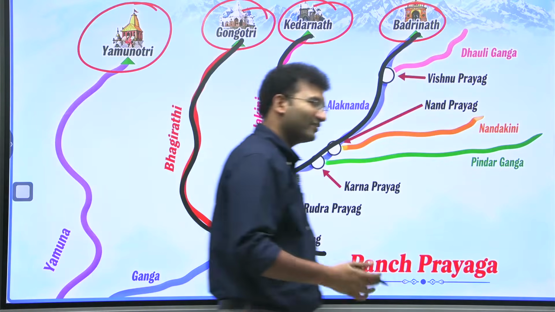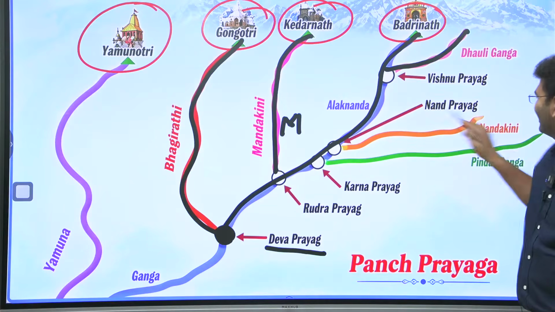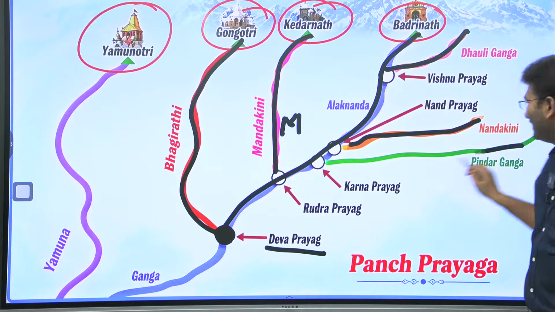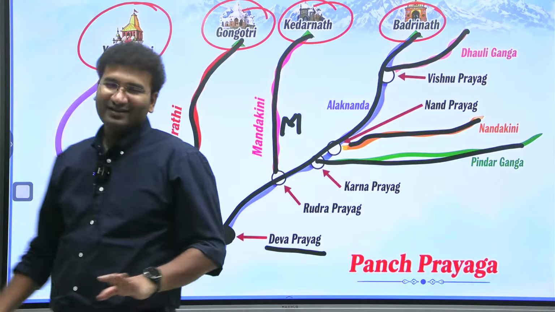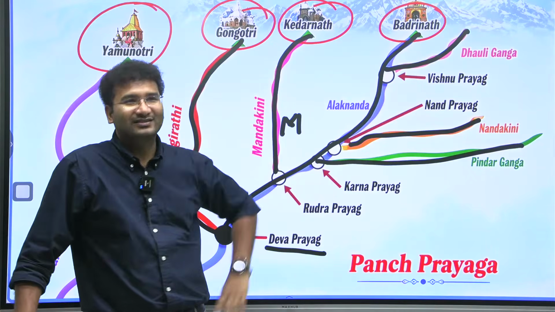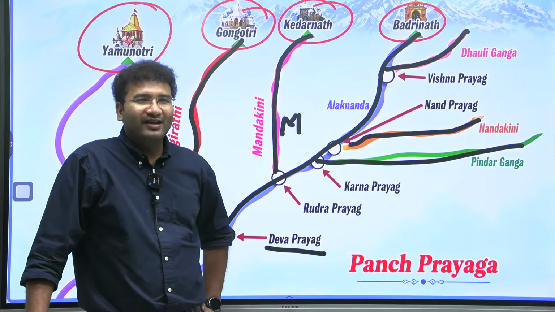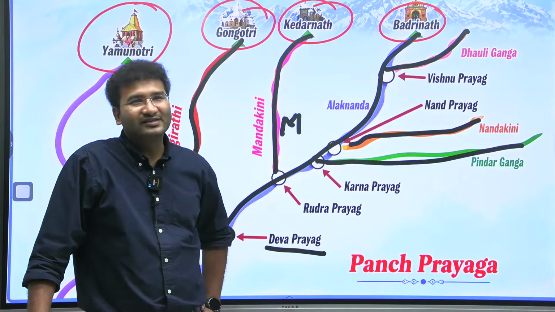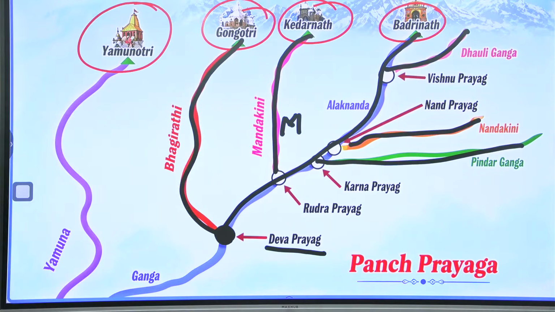Now there are some small rivers which will confuse you. That is, see, Dauli Ganga, Nandakini, Pindar. Dauli Ganga, Nandakini, Pindar. So wherever they meet, they have a confluence, and that confluence is given a name. Right? So an easy way to eliminate, or at least to get to know, is: are they associated with Lord Shiva or Vishnu? Vishnuprayag means Lord Vishnu.